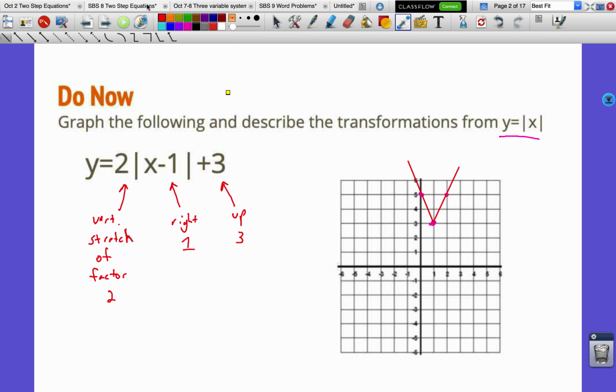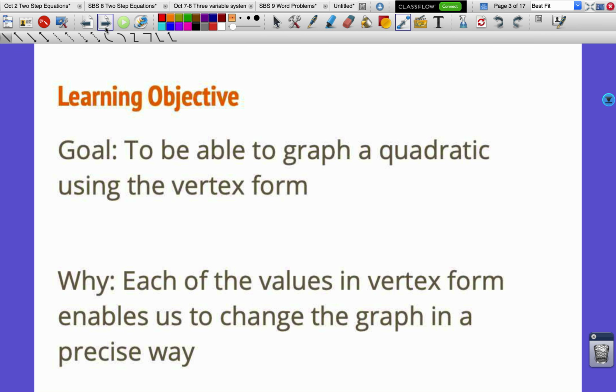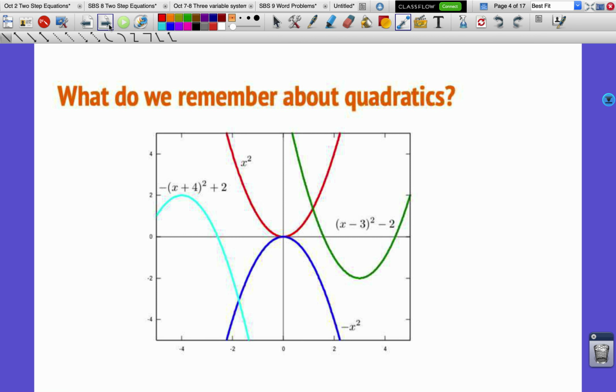Vertex form of a parabola is going to be very similar. We just have a slightly different parent function to memorize. So our goal today is to be able to graph a quadratic using the vertex form. Why are we doing this? Each of the values in vertex form enables us to change the graph in a precise way.